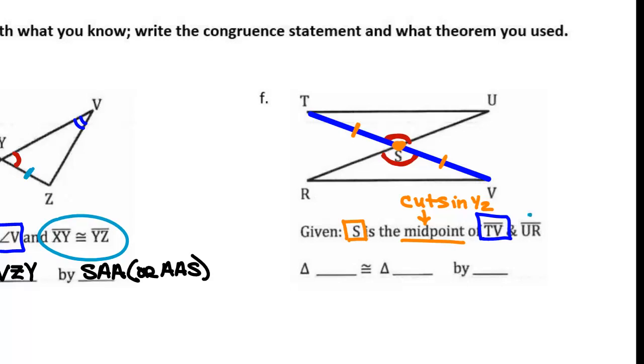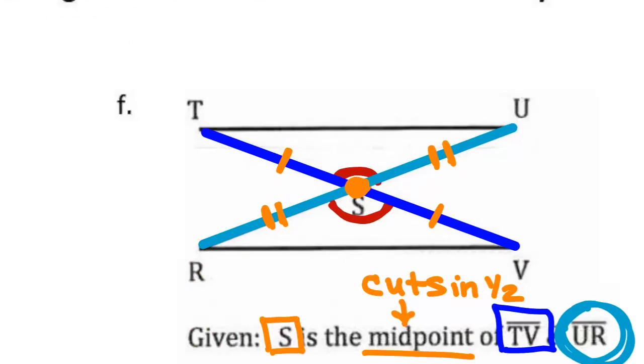It says that S is also the midpoint of UR. Here's UR. And again, S is the midpoint there. So what can I use here to mark this up? How can I mark it, rather? Yep, the middle is S, so RS is congruent to US.